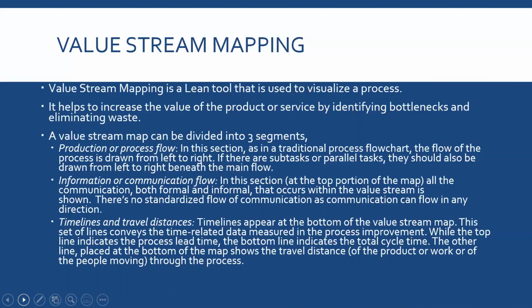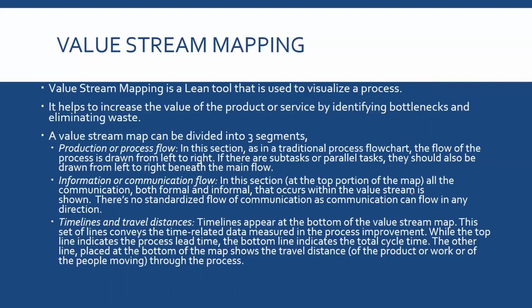A value stream map is divided into 3 segments: production or process flow, information or communication flow, and the timeline. In the first part, you will see this is the traditional flow chart. You will see the flow of the process, drawn from the left to the right. If there are subtasks or parallel tasks, they should be drawn from left to right beneath the main flow as well. So be careful on how you create the subtask or parallel task. These are also created below, right beneath the main flow.